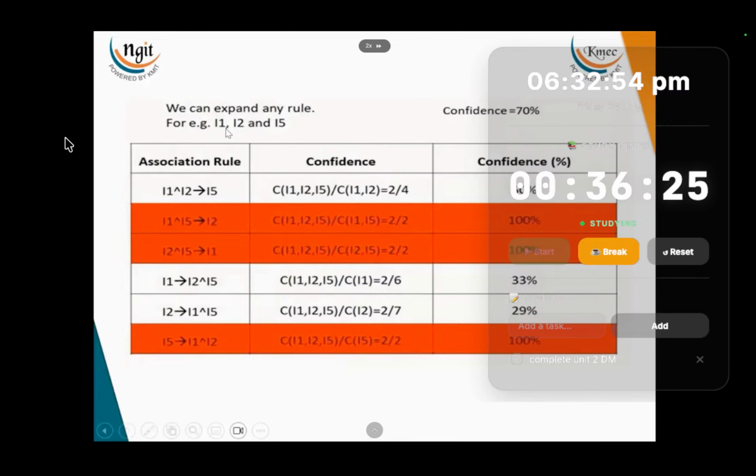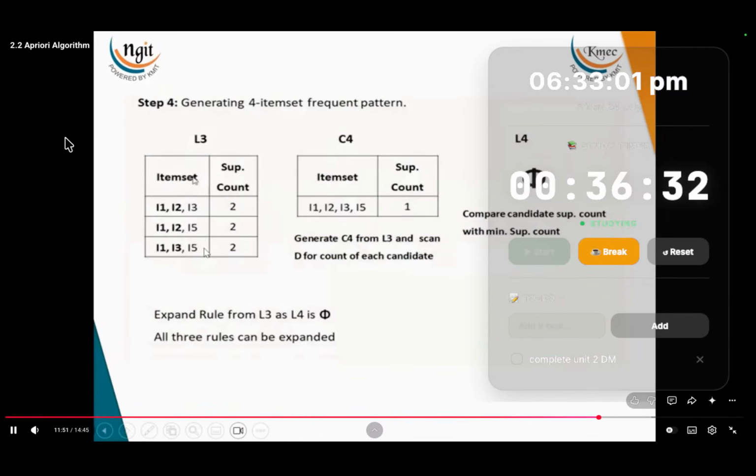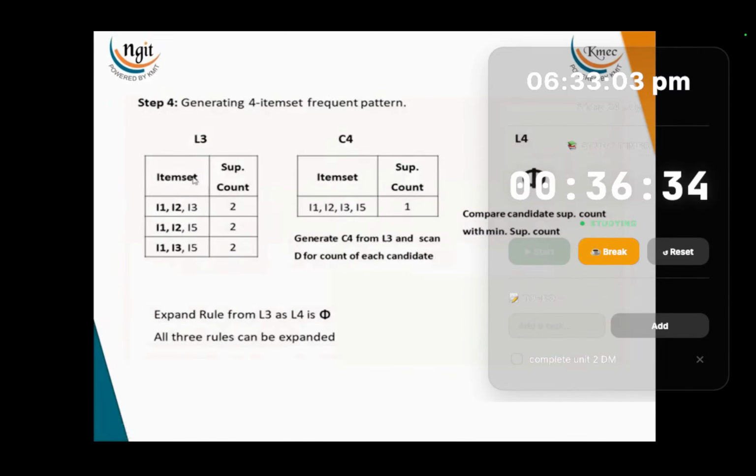So to expand this rule I1, I2, I5, how you can expand the rule is, when you take I1, I2 as two items, and I1, I2, I5, right? So this you simply can write as I1, I2, and I5, right?